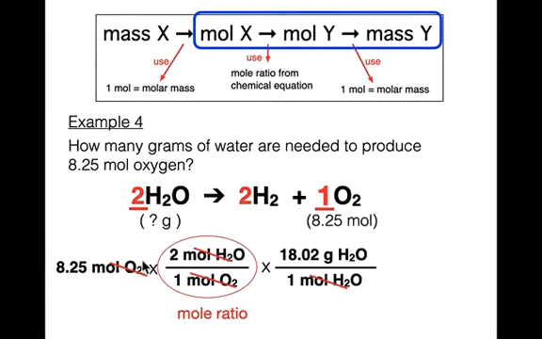When you type this into your calculator, it's 8.25 times 2 times 18.02. That's 298 grams of water.